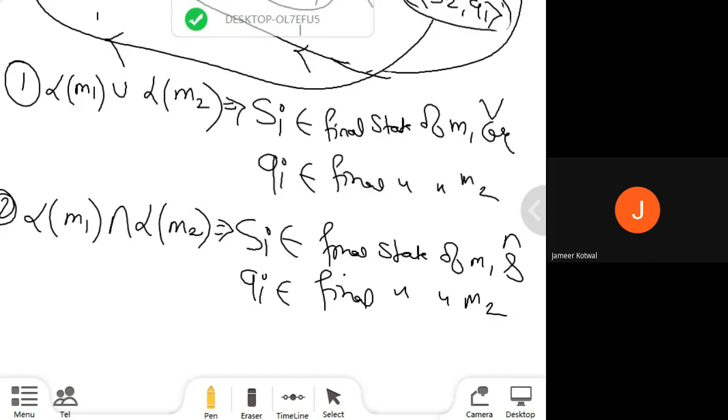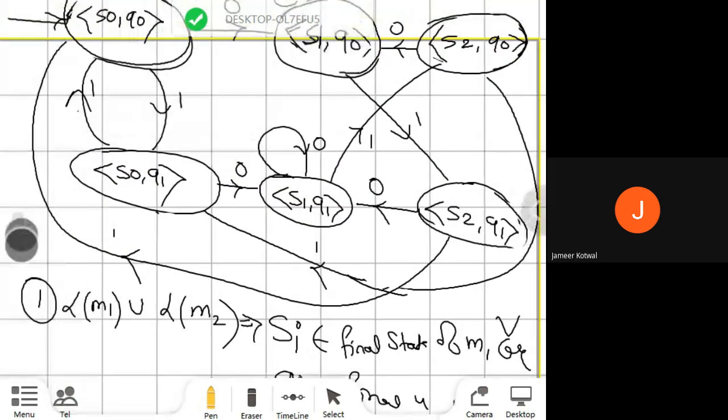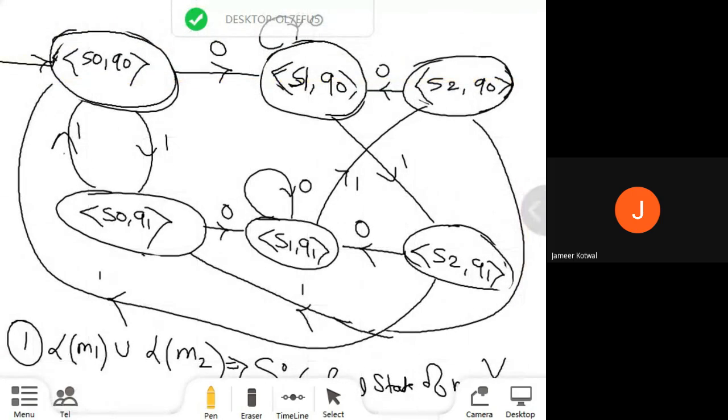Meaning now you are going to check: the final state of machine M1 was S2, and the final state of machine M2 was Q0. Both must come together. What I'm saying is, both must come together, in combined states. That state you are going to make a final state, or it is the output of the intersection. So just go through here and tell me which state becomes a final state for the intersection. Which state will be the final state?